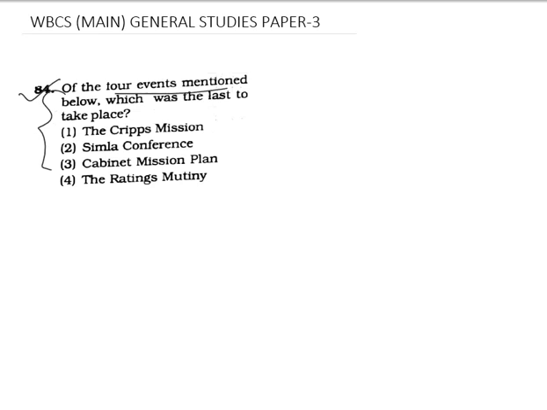Of the four events mentioned below, which was the last to take place? The first event is the Cripps Mission. The second option is Simla Conference. The third one is Cabinet Mission Plan. And lastly, we have the Ratings Mutiny. So we need to find the correct answer among these given four options.